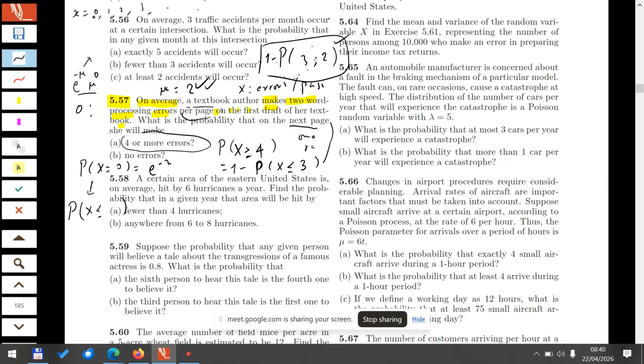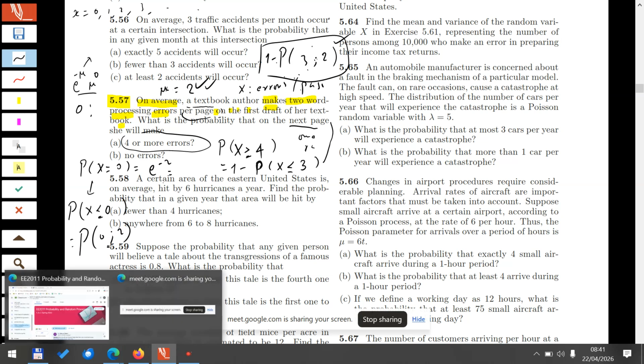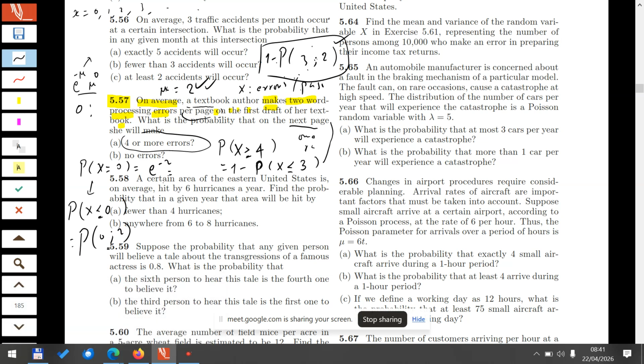So 0 is the smallest value. So it doesn't matter whether you write x equal to 0 or x less than or equal to 0. It's the same thing, right? Because there are no values before. The probability of a negative value is 0. So this is also the CDF, and the CDF is P of 0 semicolon 2, which is mu. And you can check it out from the table, right?